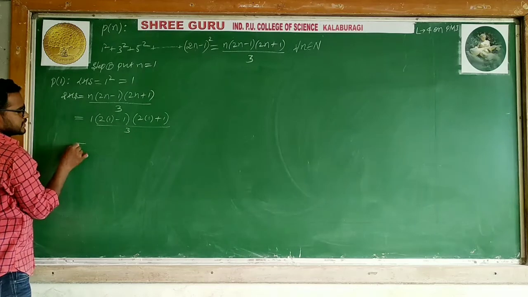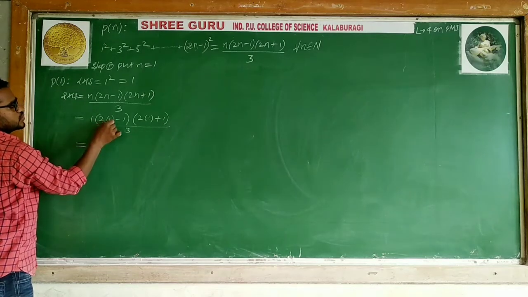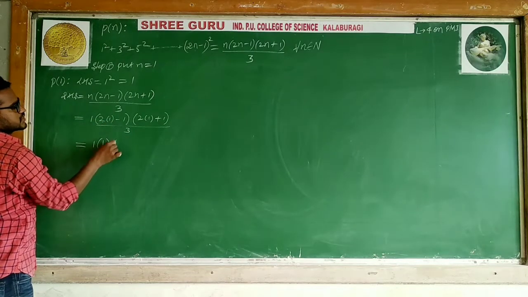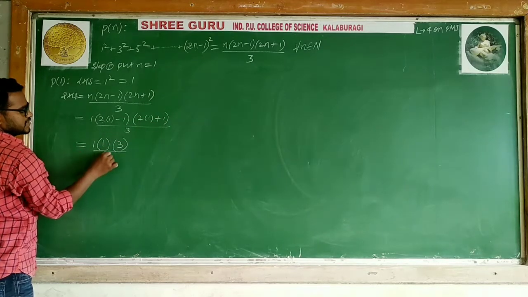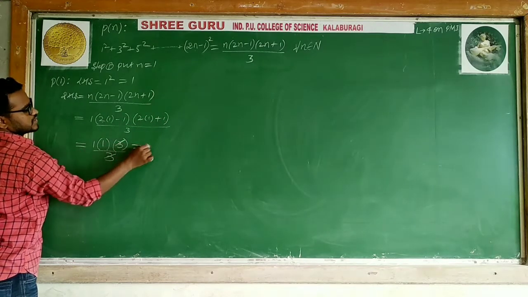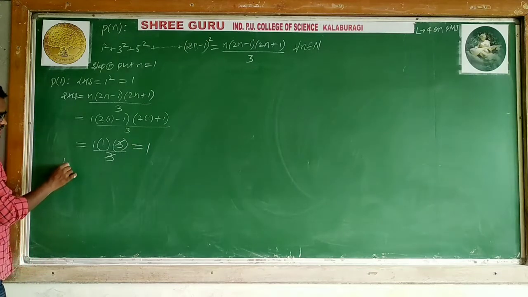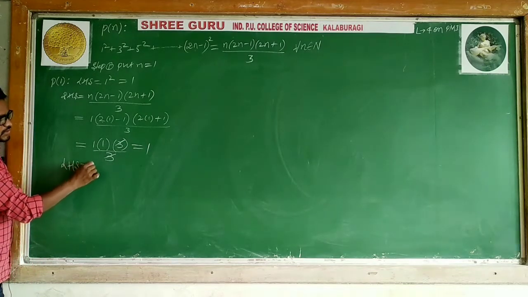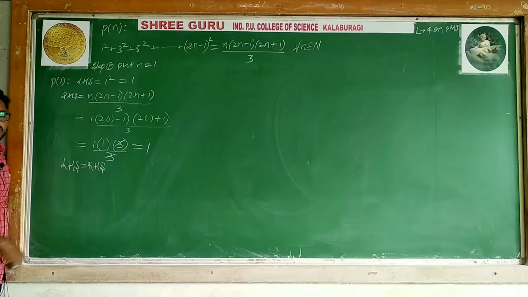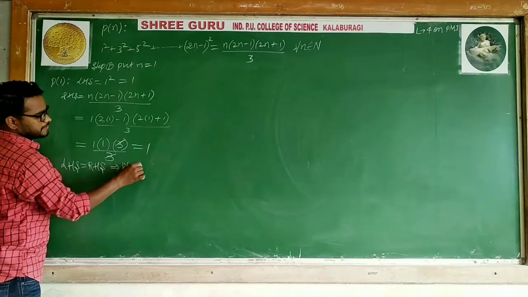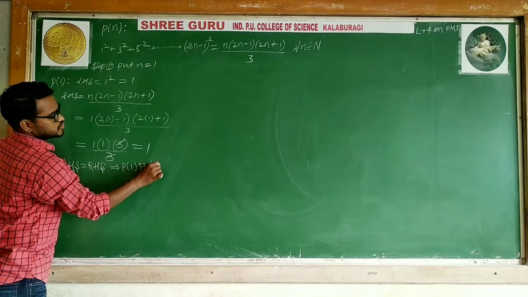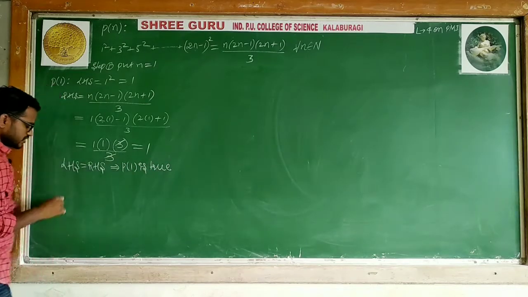See, 2 into 1 is 2, and 2 minus 1 is 1 only. 2 into 1 is 2, and 2 plus 1 is 3. Then 3 divided by 3, the 3 gets cancelled. What remains? 1. Is LHS equal to RHS? Yes. LHS is equal to RHS means you can say P of 1 is true. As usual, P of 1 is true. Now step 2.